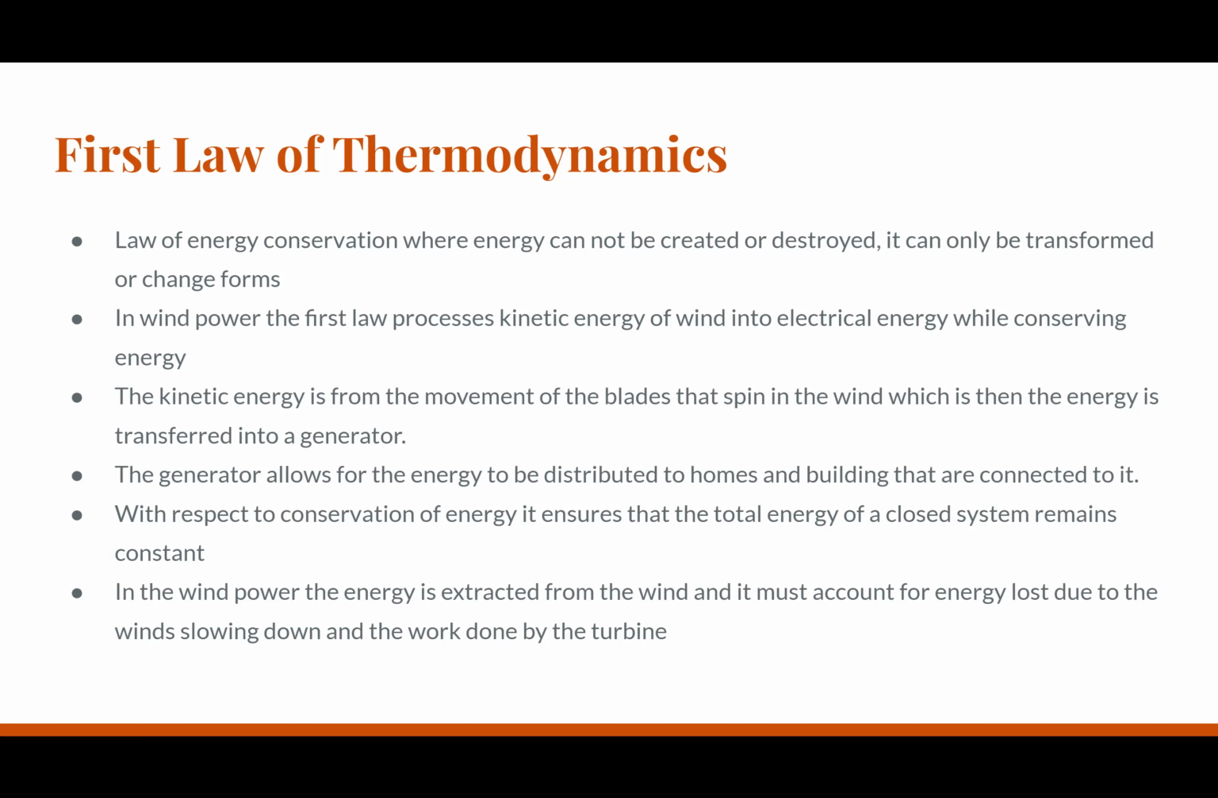The kinetic energy is from the movement of the blades that spin in the wind, which is then transferred into a generator. The generator allows for the energy to be distributed to homes and buildings that are connected to it. With respect to conservation of energy, it ensures that the total energy of a closed system remains constant. In wind power, the energy is extracted from the wind and it must account for the energy lost due to the wind slowing down and the work done by the turbine.